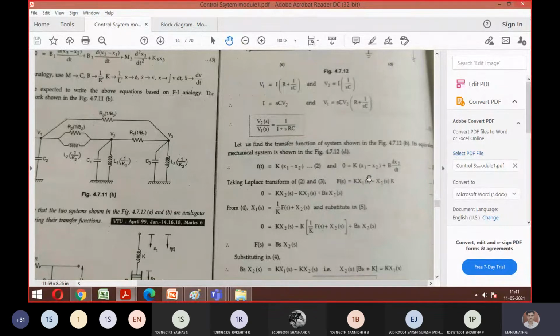The same way, x1 of s is equal to, you can push this towards your LHS, and if you simplify, you're going to get 1 by k f of s plus this. Then this equation you are substituting back into equation number 5. Five is the Laplace of the second equilibrium equation. Substitute the value of x1 of s in this position. This is how it looks. If you multiply k inside, this k gets cancelled, and this k into x2 of s positive and here negative, both will get cancelled. Yes or no?